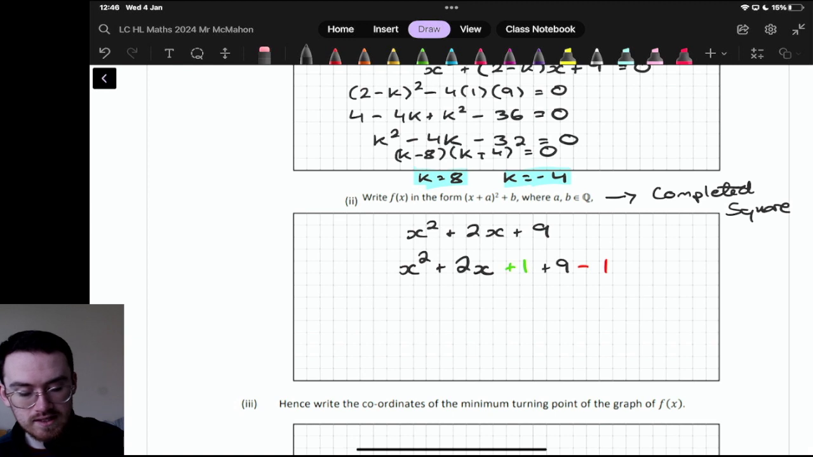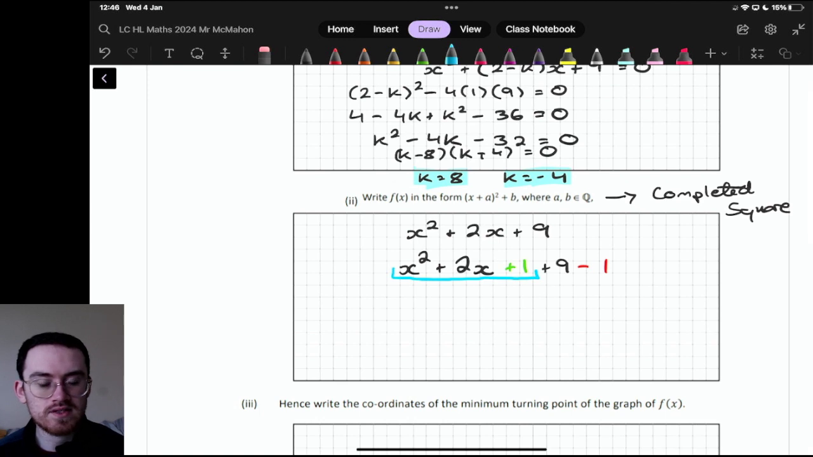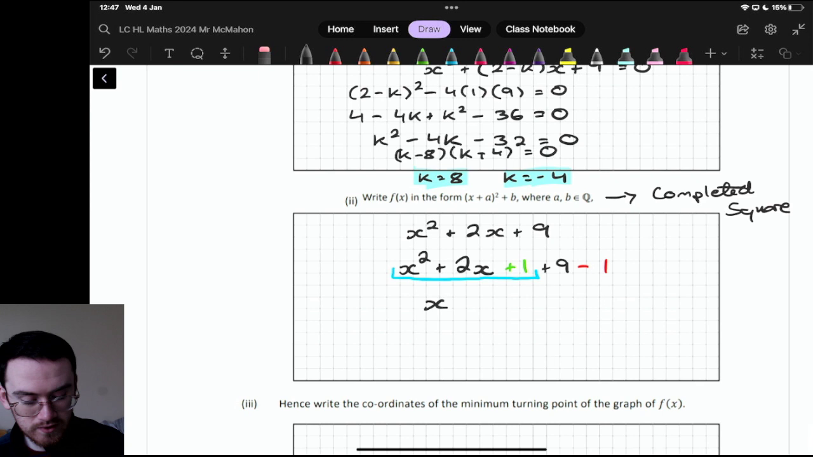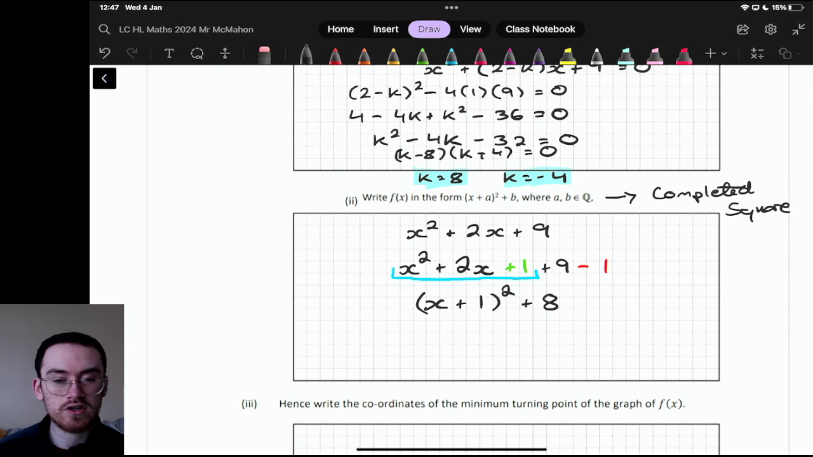But what it means is that for this first expression in this whole function, we can rewrite that as a perfect square. That becomes x plus 1 all squared plus 8. And if you're not sure, or you can't see how that goes to that perfect square, try multiplying out the bracket, and you'll see that you do end up with the x squared plus 2x plus 1.